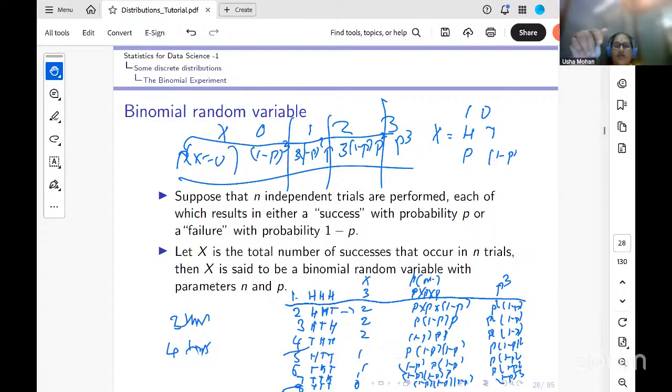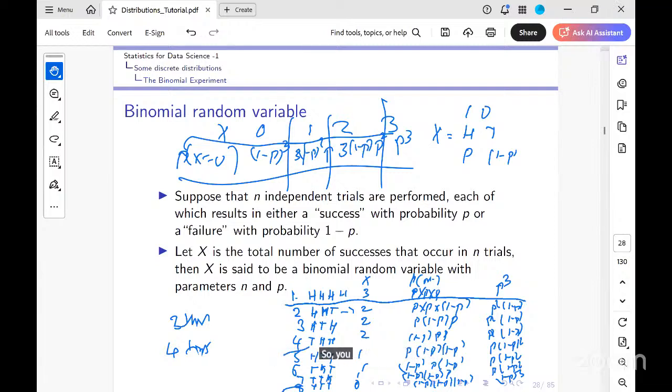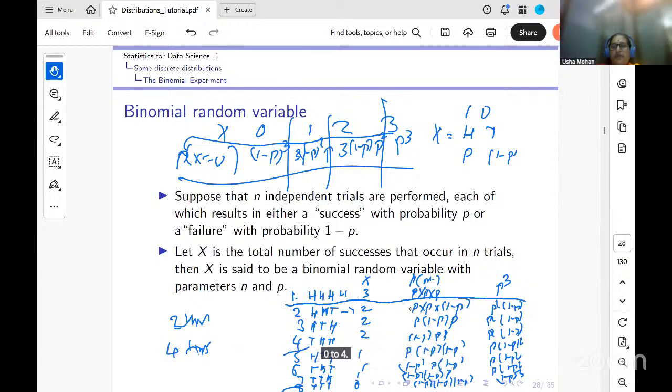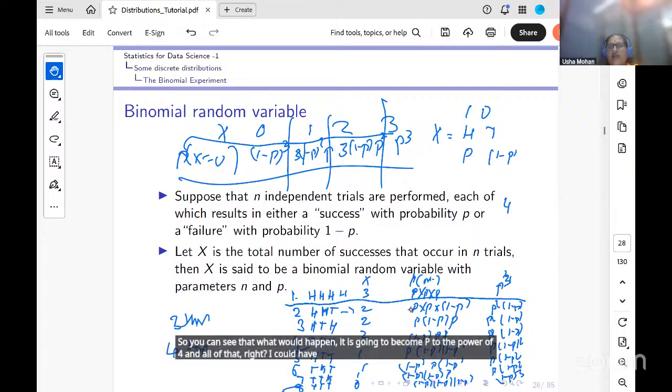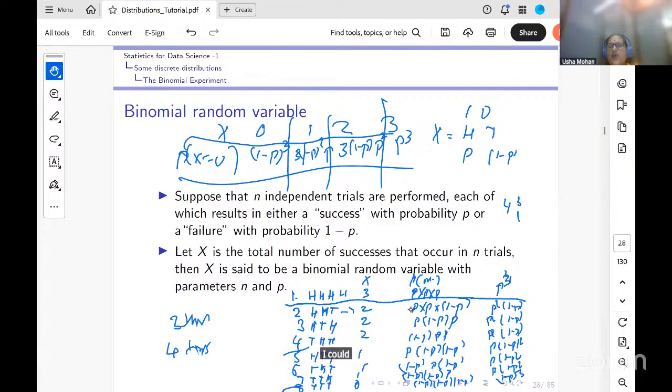Again, how many outcomes will I have? I'll have HHHT. X takes the values 0, 1, 2, 3, 4. You can see what would happen, it is going to become P to the power of 4 and all of that. I could have all 4 heads, 3 heads and 1 tail, 2 heads and 2 tails, 1 head and 3 tails, or all 4 tails. Is that right?